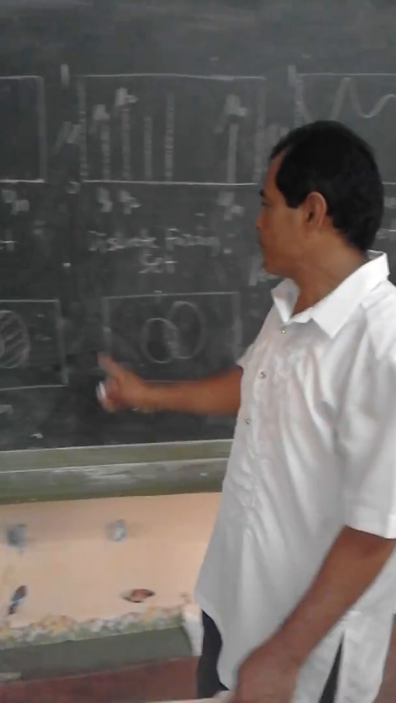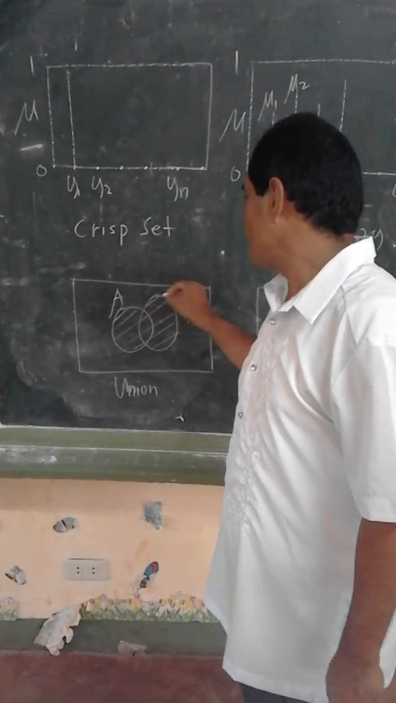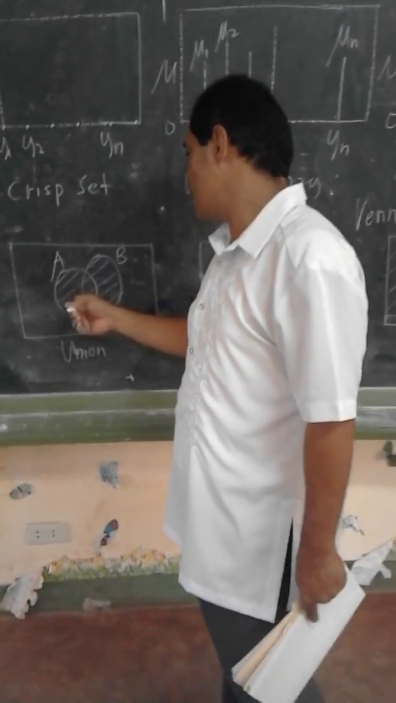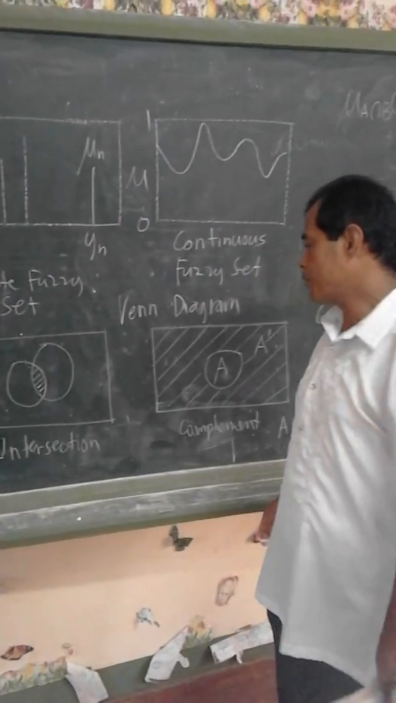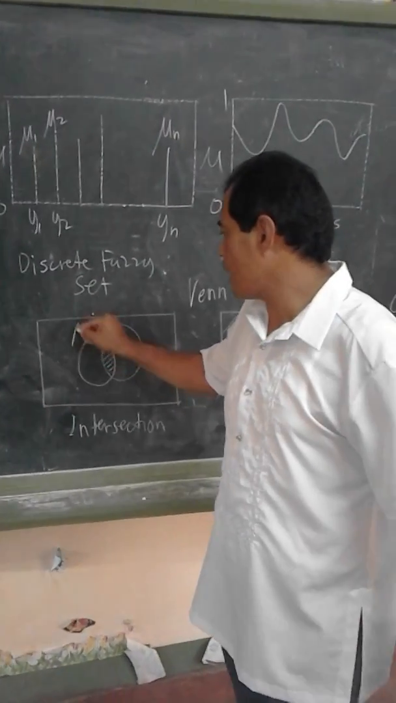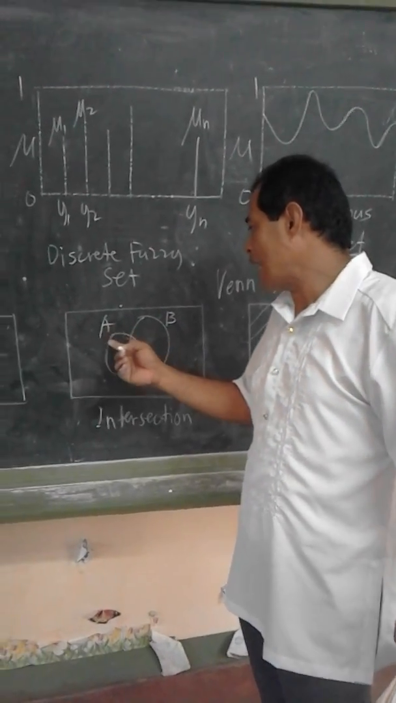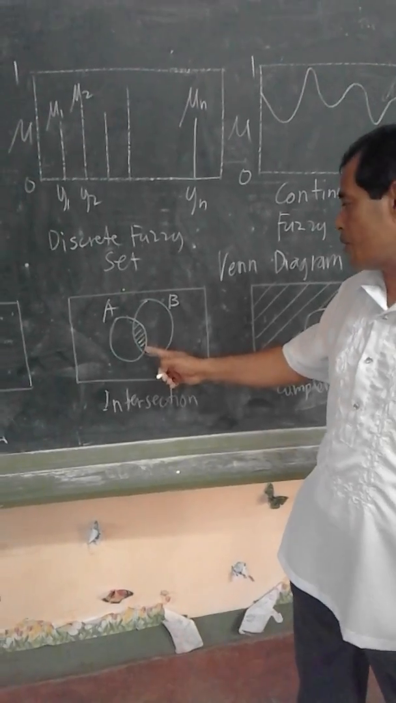For example, say we have here a set A, then we have set B. When you say union, all parts of A should be combined with all parts of B. That is union. Then for the intersection, if this is A and this is B, only the parts in A that are also found in B. So this is the intersection, which is the shaded one.